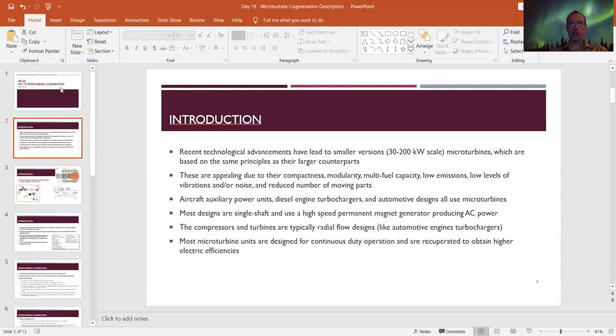So obviously the advantages of these are that they're small, they can take almost any fuel, there's low emissions, low noise, and a very small number of moving parts, so simplicity, which also leads to fairly low maintenance costs. Examples of some of these are in aircraft auxiliary power units, diesel engine turbochargers, and some other automotive designs.